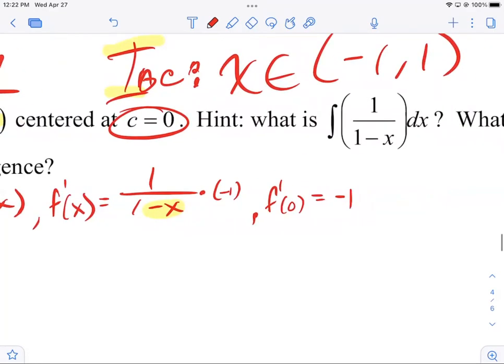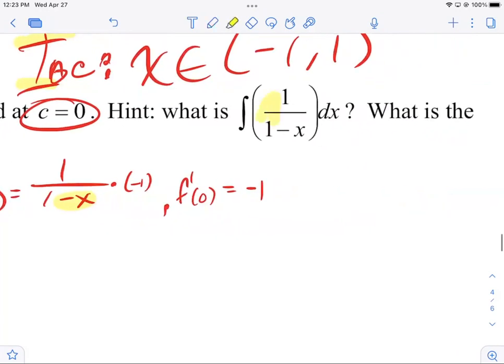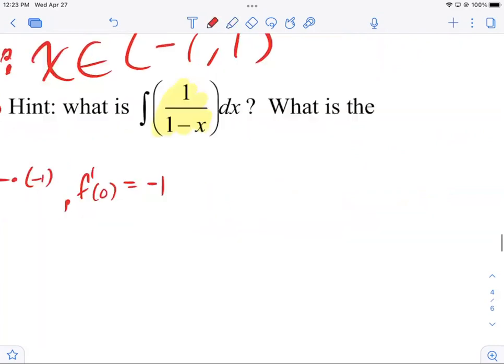But if you're given a hint like this, or they might actually tell you on part B, hey, take the integral of this, and then on part C, now find a Taylor series for it, and you have to go, oh, that's the one I wanted. This is my geometric series. So let's try that over here.